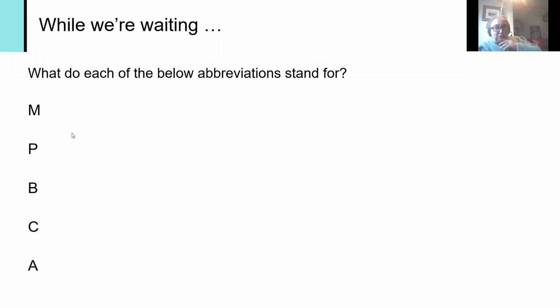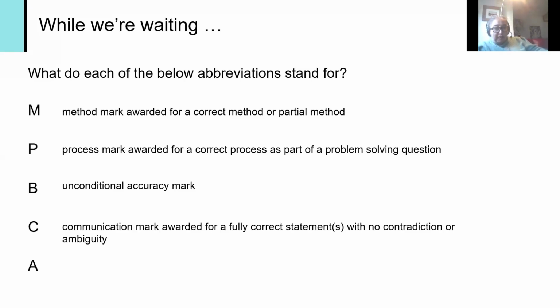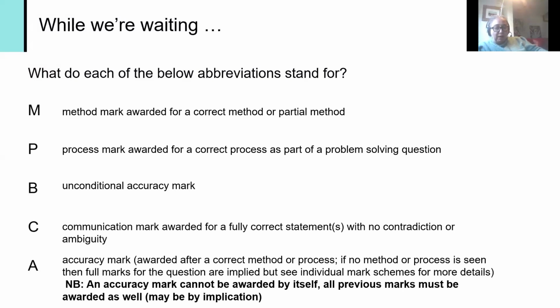So having done this now for a good few years, we've kept the structure the same as in previous years, of which the previous sessions should be available on the YouTube channel from Pearson, but also the slides are available on the Maths Emporium. So in terms of these abbreviations, M is for method mark, P is for process mark, B is an unconditional accuracy mark, C is communication mark, and A is an accuracy mark. Not necessarily, for years I thought that it was A for answer, it's not, it's an accuracy mark.